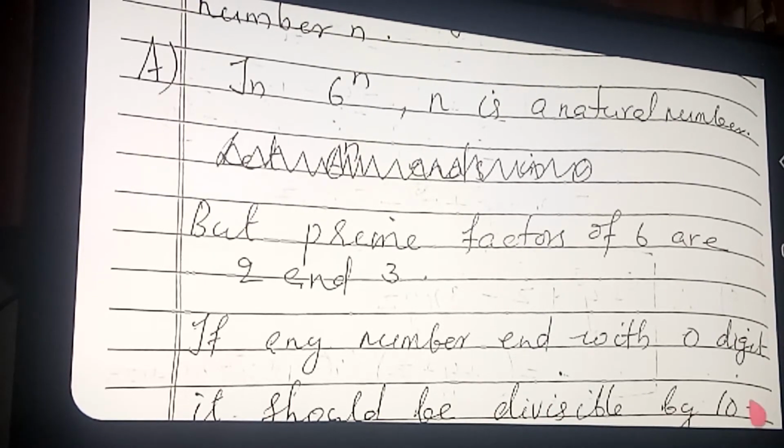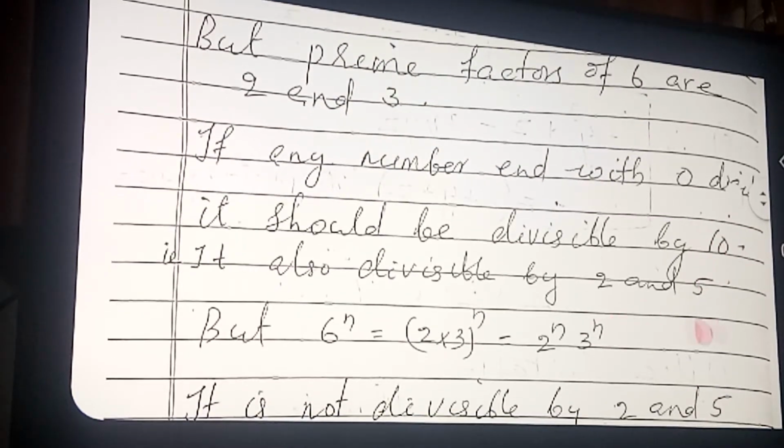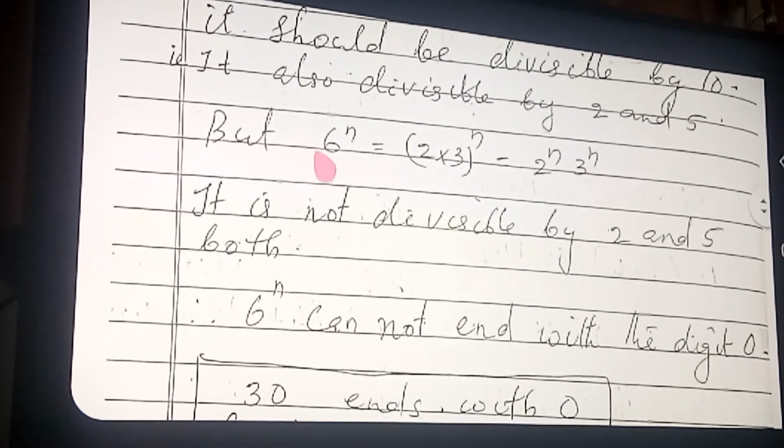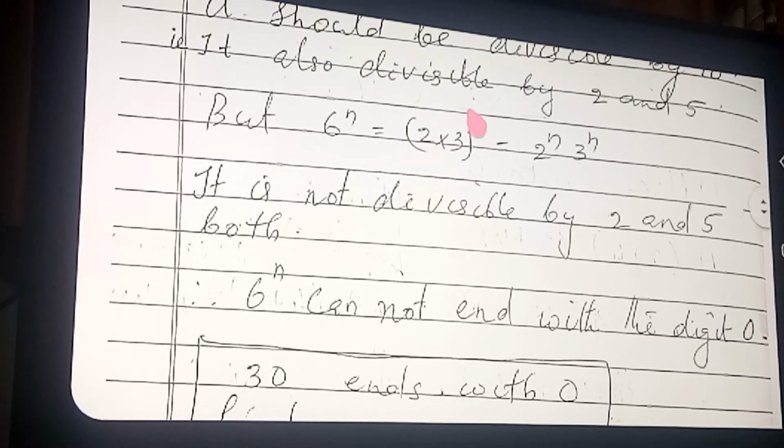So it should be divisible by 10. I written the factors of 10, which are 2 and 5. So those numbers should be divisible by 2 and 5 both. Then only possible. Okay, but see the 6 raised to n, you see 2 into 3, the whole raised to n. So that I have split and written 2 raised to n into 3 raised to n.